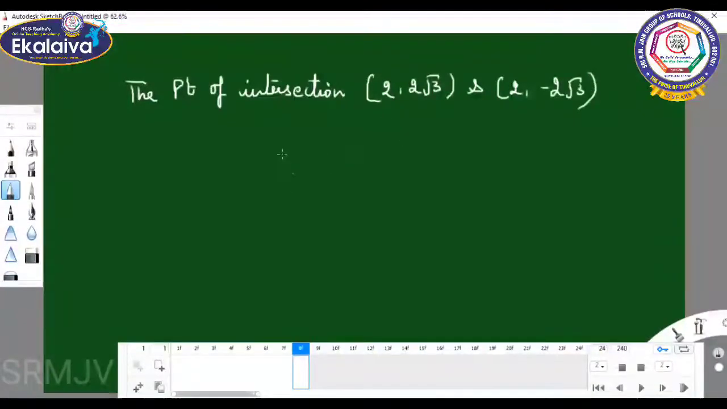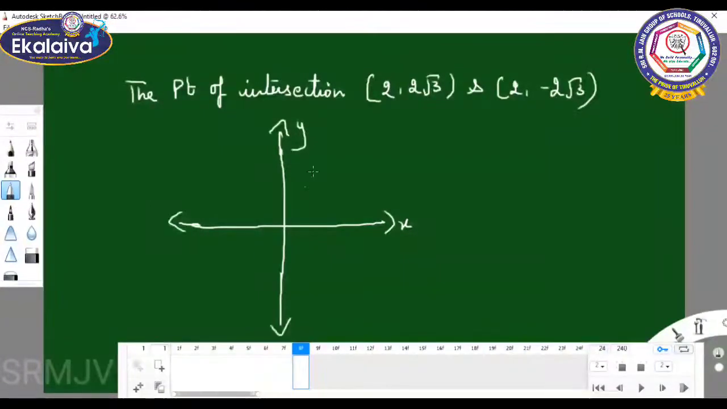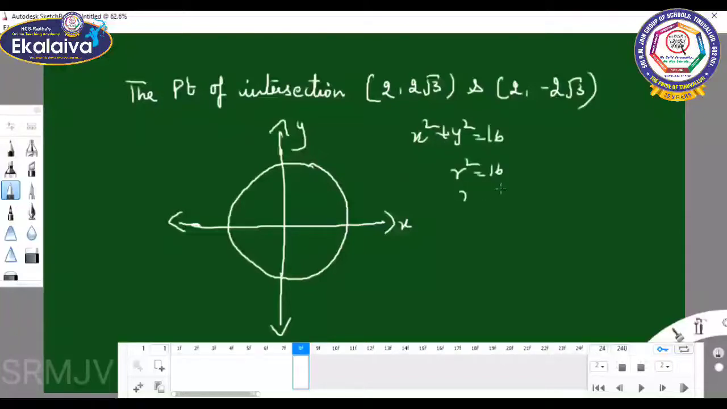So you can draw the circle, because x square plus y square equal to 16. That is radius r square equal to 16, r equal to 4. So the radius is 0 to 4.